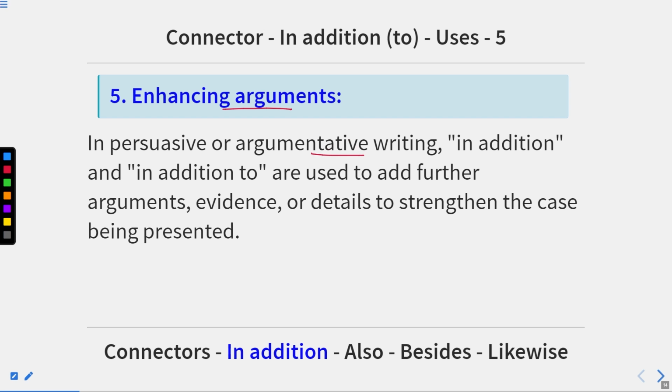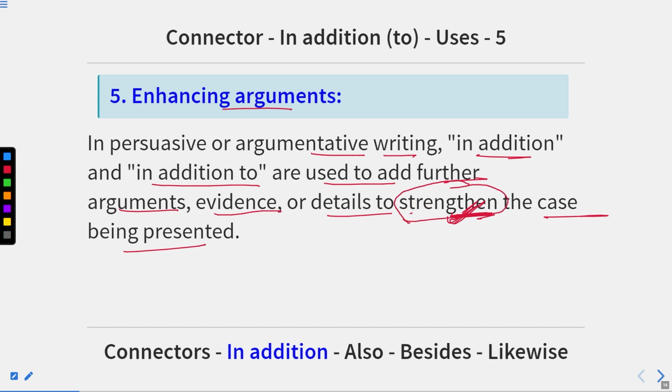In persuasive or argumentative writing, "in addition" and "in addition to" are used to add further arguments, evidence, or details to strengthen the case being presented. So just to strengthen it, this is to emphasize. This is a key word to make the argument persuasive or to make our point proved. We use these phrases just to emphasize the point that we are saying.